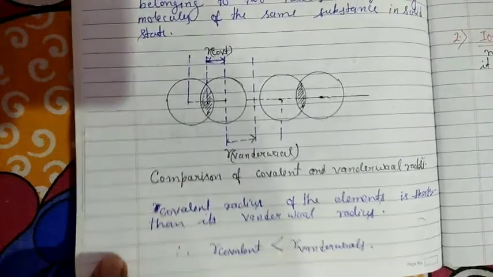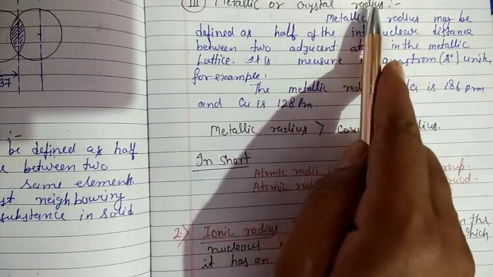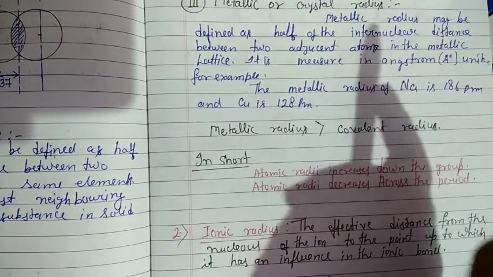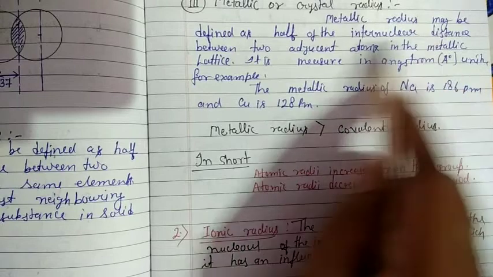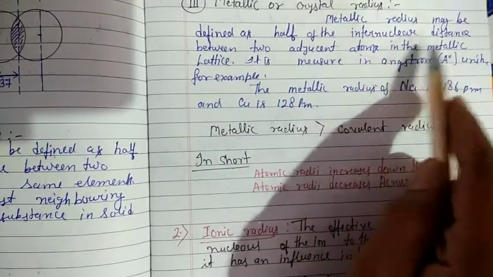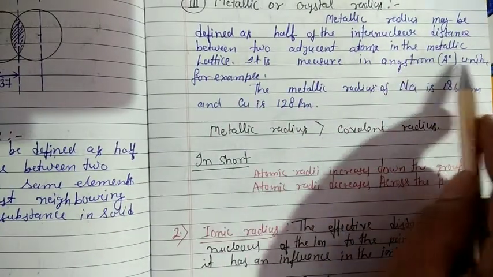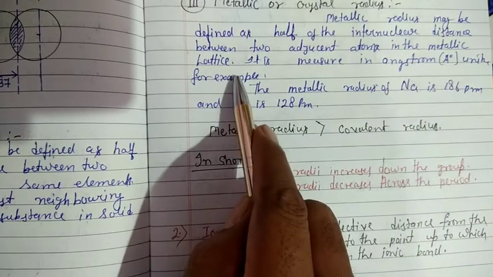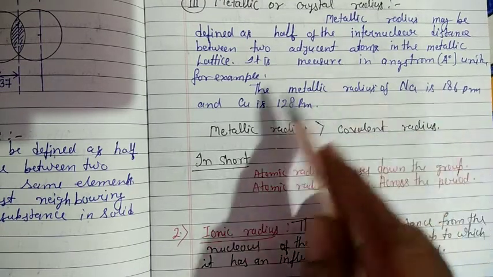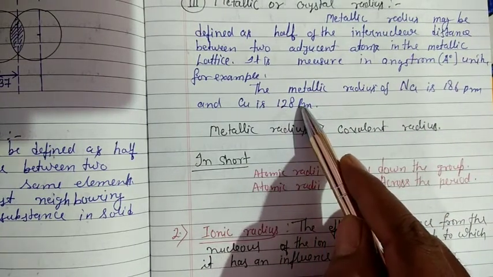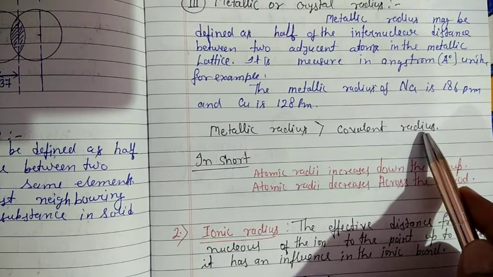And the third radius is the metallic or crystal radius. Dear students, metallic radius may be defined as half of the internuclear distance between two adjacent atoms in the metallic lattice. It is measured in angstrom units. For example, the metallic radius of sodium is 186 picometers and copper is 128 picometers, and metallic radius is greater than covalent radius. Okay.